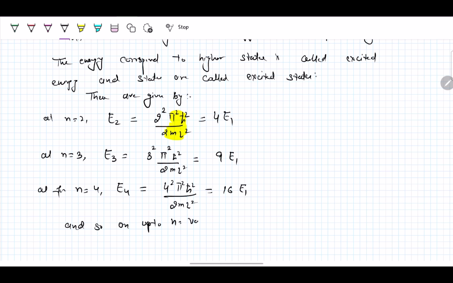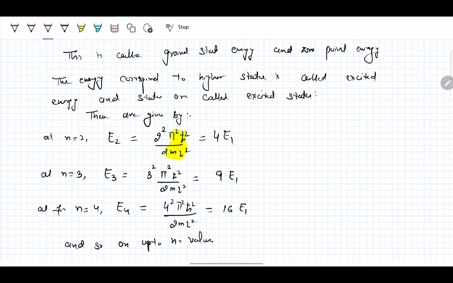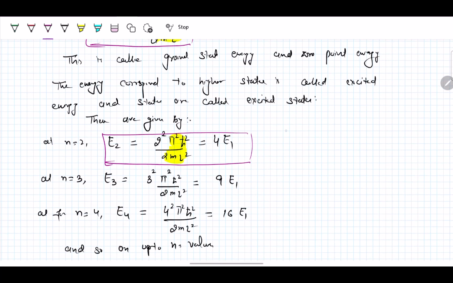All right, sometimes you may get a question to find the first excited state for a particle in a box. As n is equal to 1 gives the ground state, then the first excited state is this one. So you may get a question from here: find the first excited state for a particle in a box or infinite square potential well.